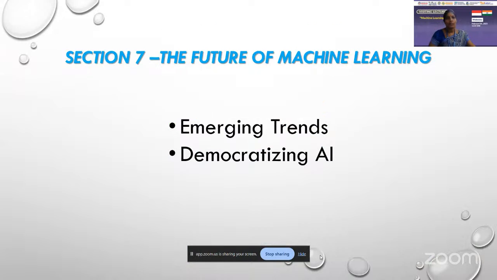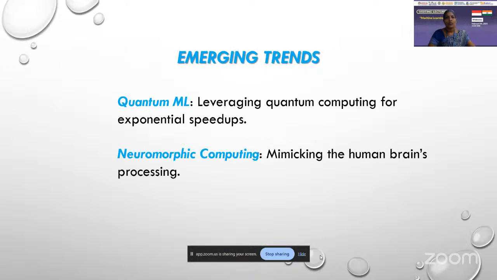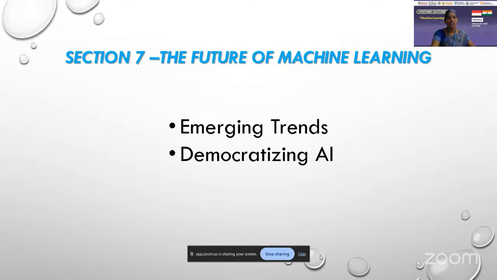And what is the future of machine learning? The future of machine learning is emerging trends and democratizing AI. Democratizing AI generally refers to AI tools and technology being accessible to everyone, whether they are experts or non-experts, in business or individuals. So the main target is that AI tools and techniques have to reach each and every one around the world.